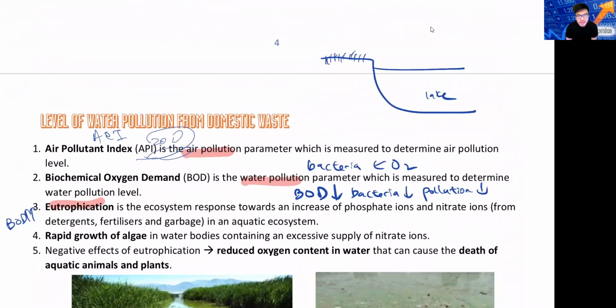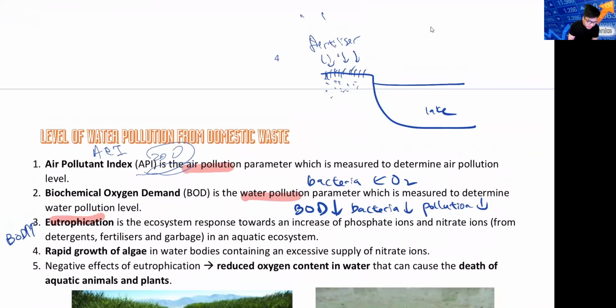To make your plantation grow better, what do you do? You put fertilizer. This fertilizer will make your plant grow better. Now it starts to rain. When it rains, this fertilizer will be washed into your lake, right? Because you are using a lot. Now your lake has a lot of fertilizer.